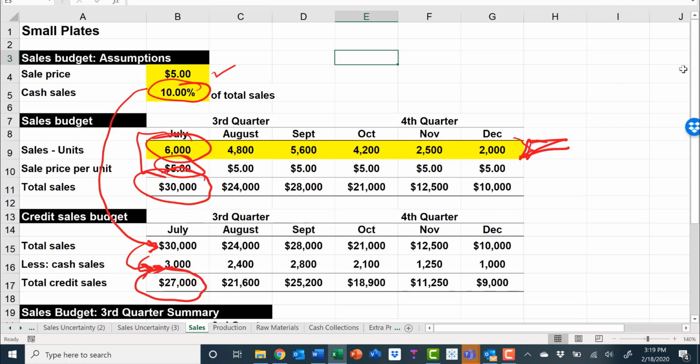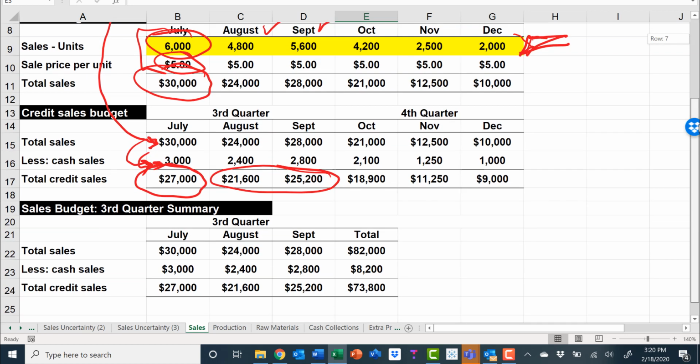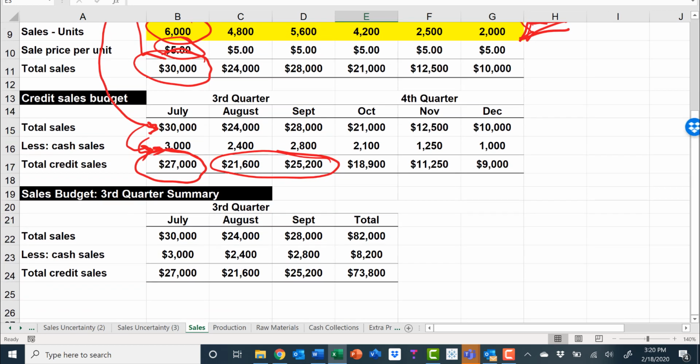You get the same calculations then that happened in August and September. Those are pretty much the same. You still get down to credit sales here. And if you wanted to summarize the quarter, we've got these 3 months, July, August, and September. All you have to do is just add them across, right? Yeah, just total them across.